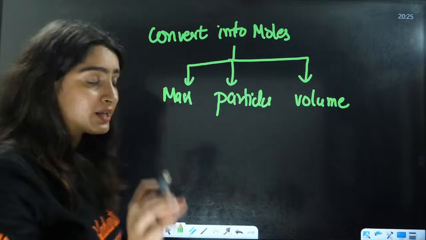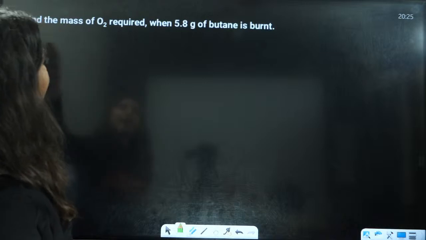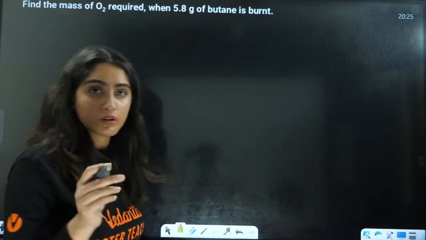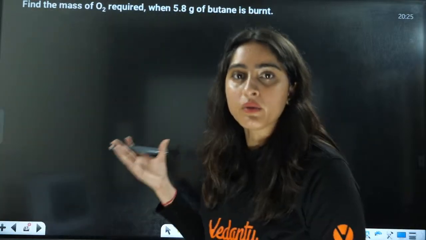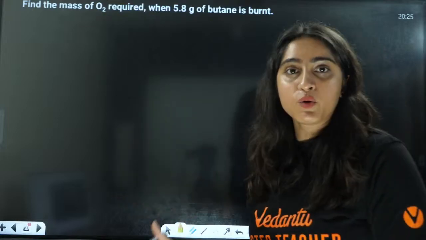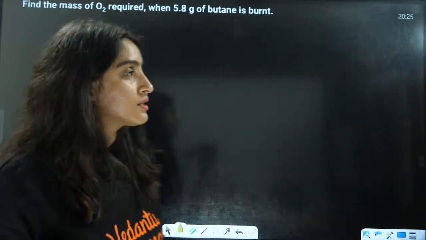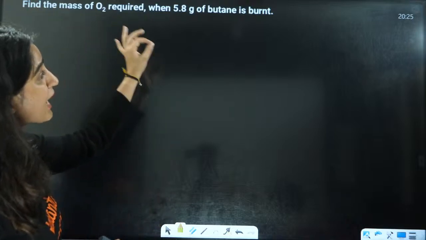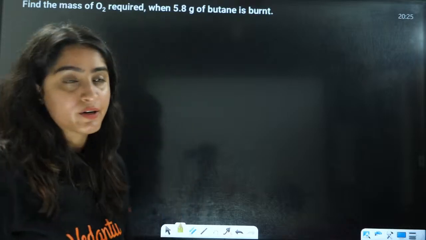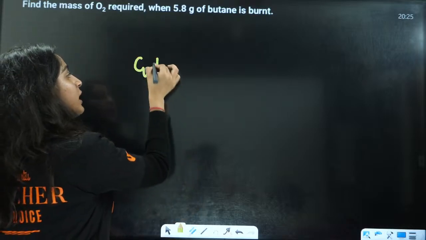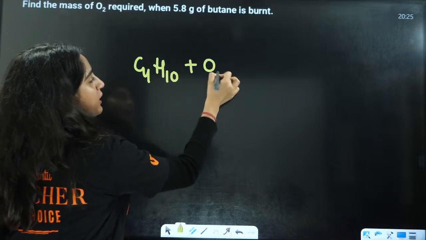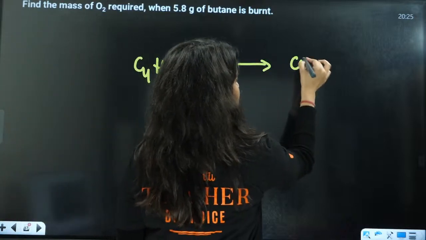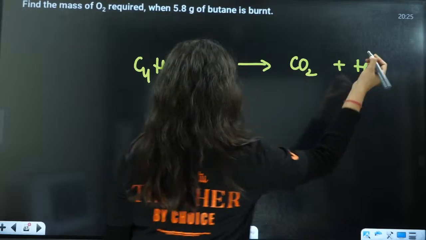Let us see this with the help of an example, because these questions are not theoretical questions. To understand this, you need to have an example, then you'll be able to understand what I'm trying to say. So firstly, find the mass of O2 required when 5.8 gram of butane is burnt. You have butane, that is C4H10, burnt here. This is the combustion reaction. For a combustion reaction, you always have CO2 and H2O.